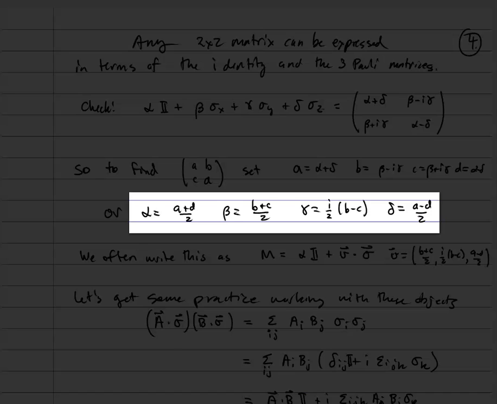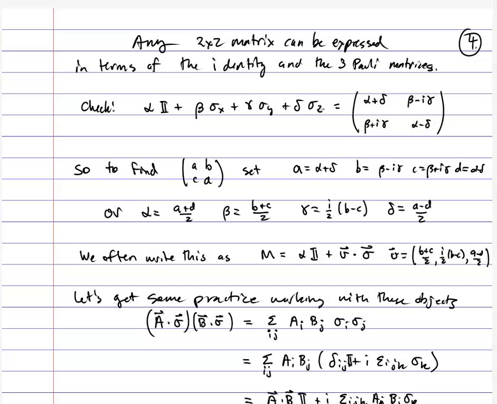You can solve for the alpha, beta, gamma, delta in terms of the A, B, C, D. You get alpha is (A plus D)/2, beta is (B plus C)/2, gamma is i/2 times (B minus C), and delta is (A minus D)/2. Note that we assumed nothing about this matrix. We didn't assume that it was Hermitian. We didn't assume that it was unitary. We didn't assume that it was real.